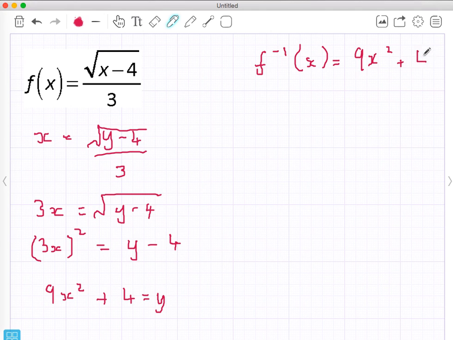So this is about finding very simple inverses. There is a second video which looks at some more complicated algebra with the inverses.